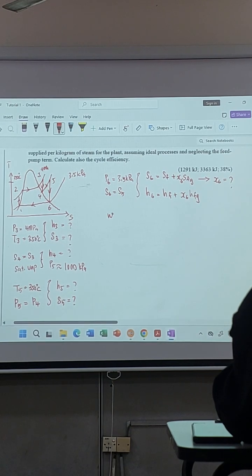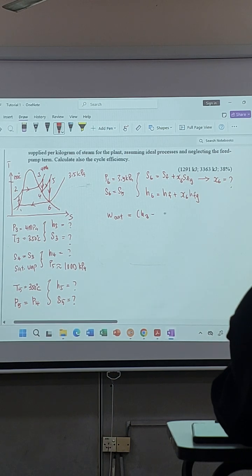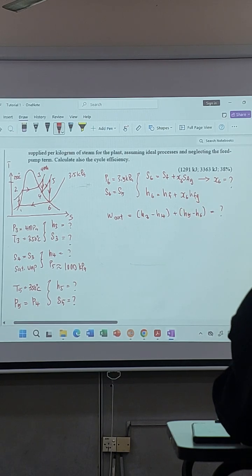So from here, we can solve the first part of the question where we ask for total output per kilogram of steam. For the total output, don't forget the two turbines, so it will be H3 minus H4 plus H5 minus H6. This will give you an answer.